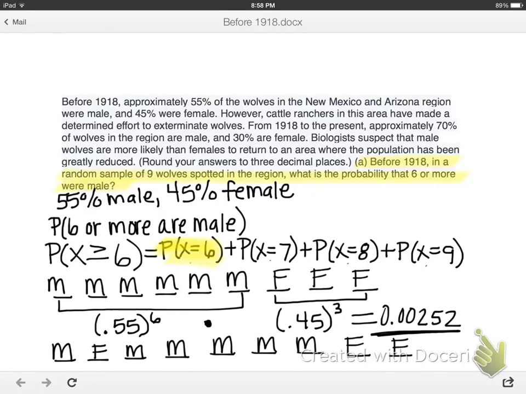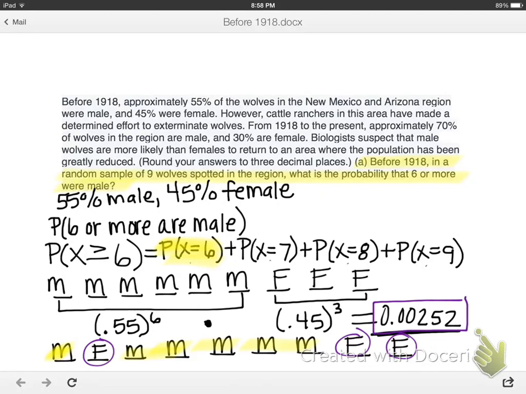And then male, male, male, male, male, and then 2 more females at the end. But now I still have 1, 2, 3, 4, 5, 6. I'm still going to have 0.55 to the 6th power, and 1, 2, 3 females, 0.45 to the 3rd power. They're just in a different order. But when you multiply, you can group the numbers however you want. So even though they're not right next to each other, this would still be 0.55 to the 6th power times 0.45 to the 3rd power. So it would be this same answer. No matter how many ways I can get 6 males and 3 females, each one of those ways would have this probability of 0.00252.